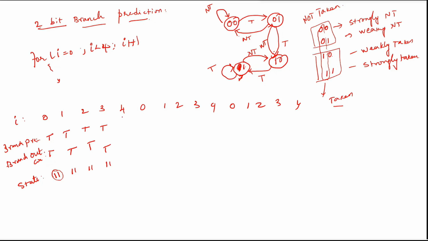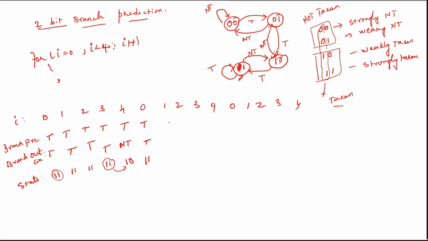And when you go for i=4, since it is in this state, it predicted that the branch is taken, but actually it is not taken. Since it is not taken, from 1, 1 it moves to the state 1, 0. And we know 1, 0 is also considered taken. So this case is considered taken, and the branch outcome is also taken. Now since it is taken from 1, 0, it goes back to 1, 1.